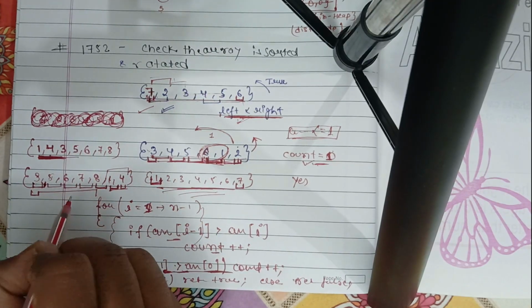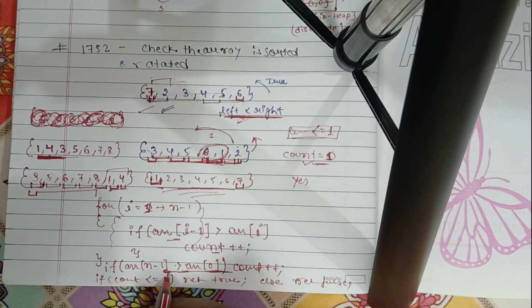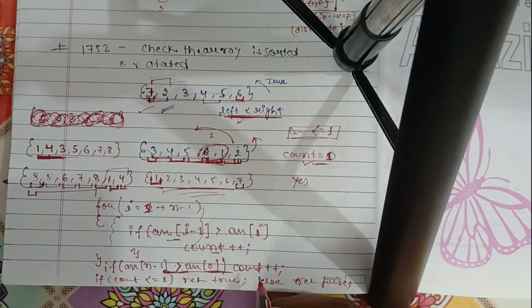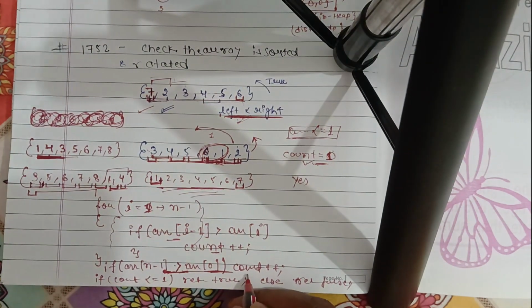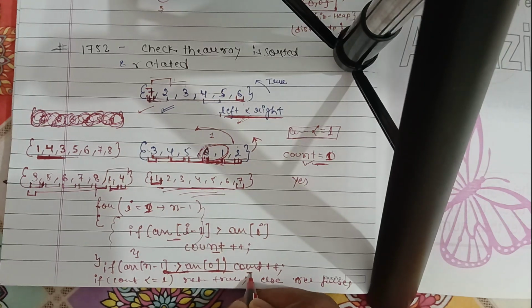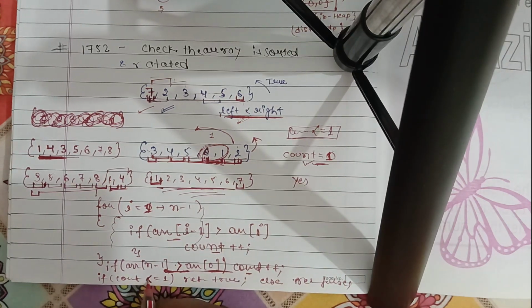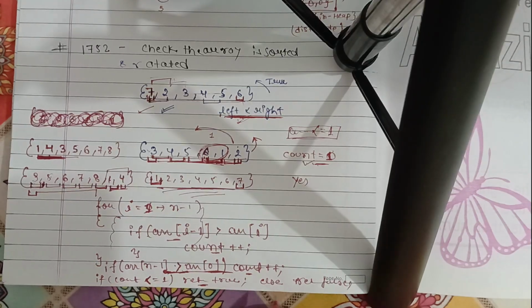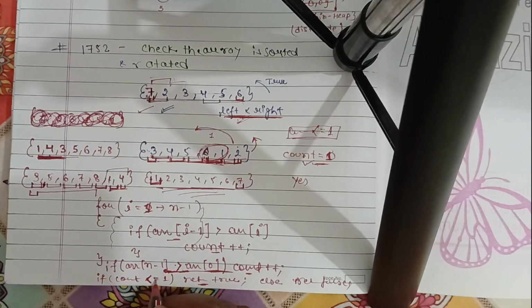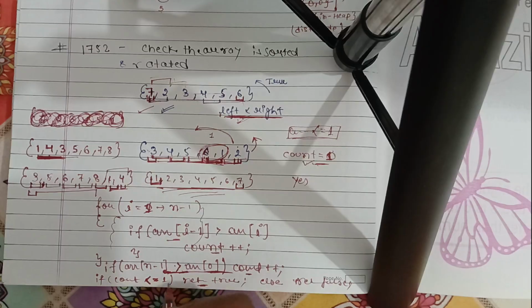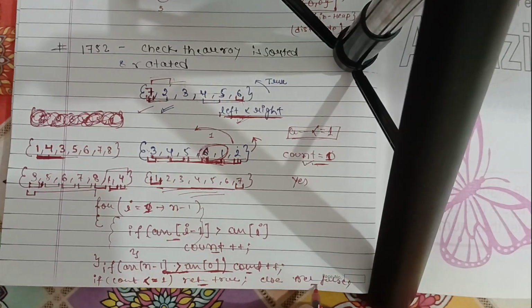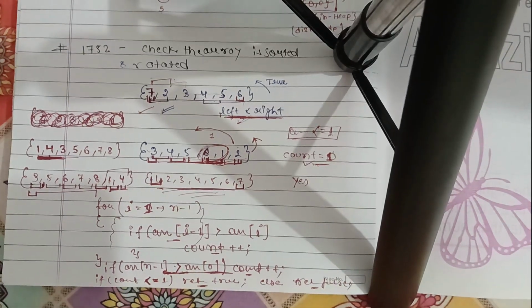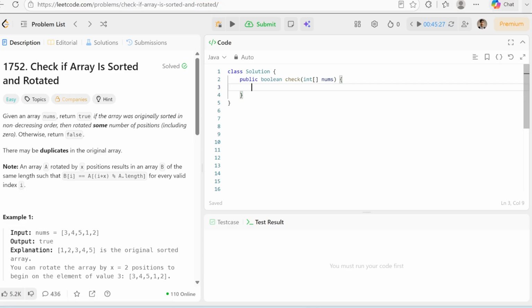If it is in sorted form, then the last element will always be greater than the first element. So that's why we also need to check this particular condition. And after this, if everything is fine, then we can return true. And if the value of count is greater than 1, then we can return false. Now we need to check whether this particular array is sorted or not.